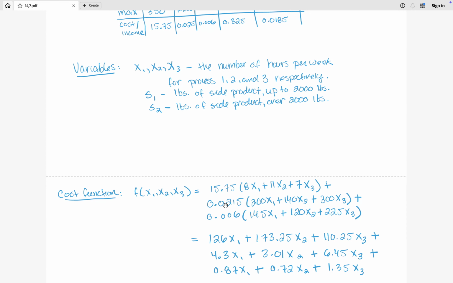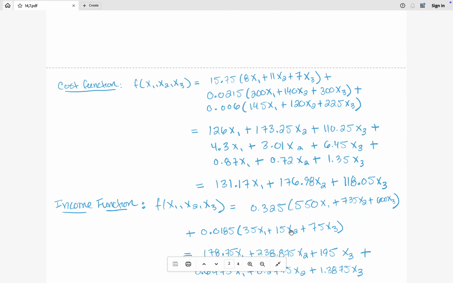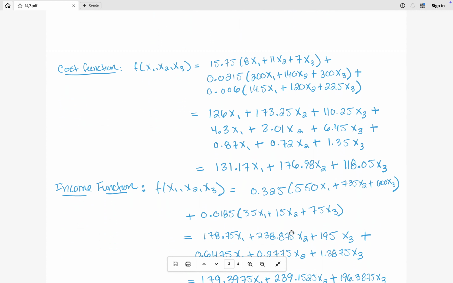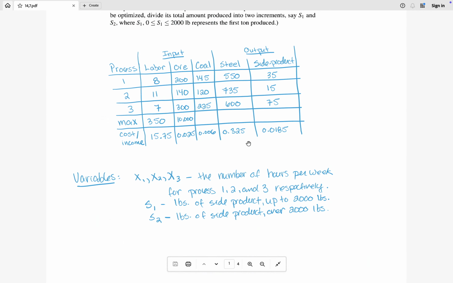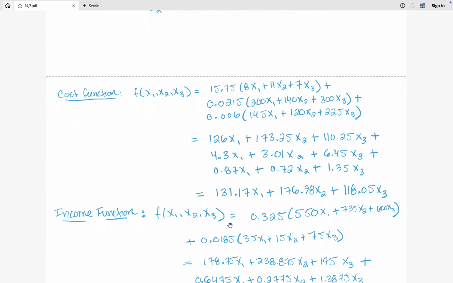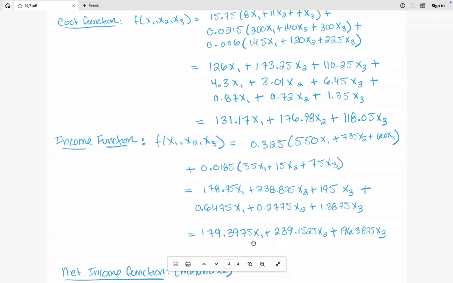So this is the function, and then I just simplified it. I went ahead and multiplied all those out and combined like terms to get this cost function here. Then I calculated the income function. For the income function, I kind of disregarded the fact that we were only going to make profit off of the first 2,000 pounds of side product. So I took these two values here that we were going to make per pound, and I multiplied those out similar to our cost function here. And I simplified it out.